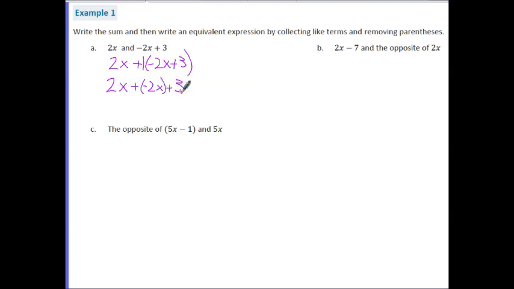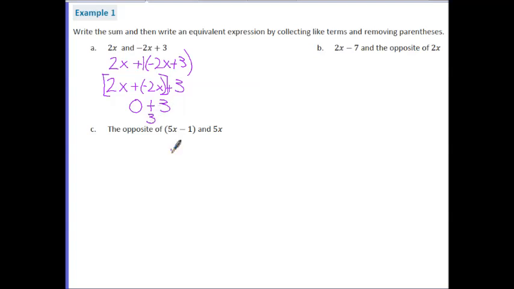plus 3. Now in this case, I can see that these are like terms, so we can use the associative property to group these two together. And then we know that these are additive inverses. So from our previous examples, we know that they're going to add up to 0. So this really gives us 0 plus 3. And any number, as we learned in the previous example as well, any number plus 0 is going to give us that number. So our final answer here is 3.